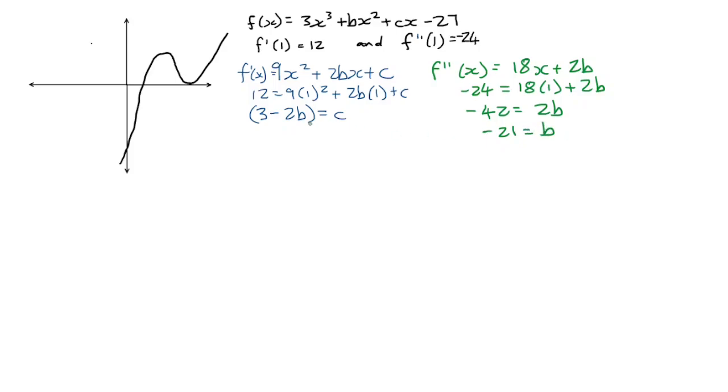And then I can come across here. And in b's place, I'm going to put negative 21. So I end up getting positive 42 plus 3 is 45. And there I've got my equation of a cubic graph. I can just fill minus 21 in for b and 45 in for c.